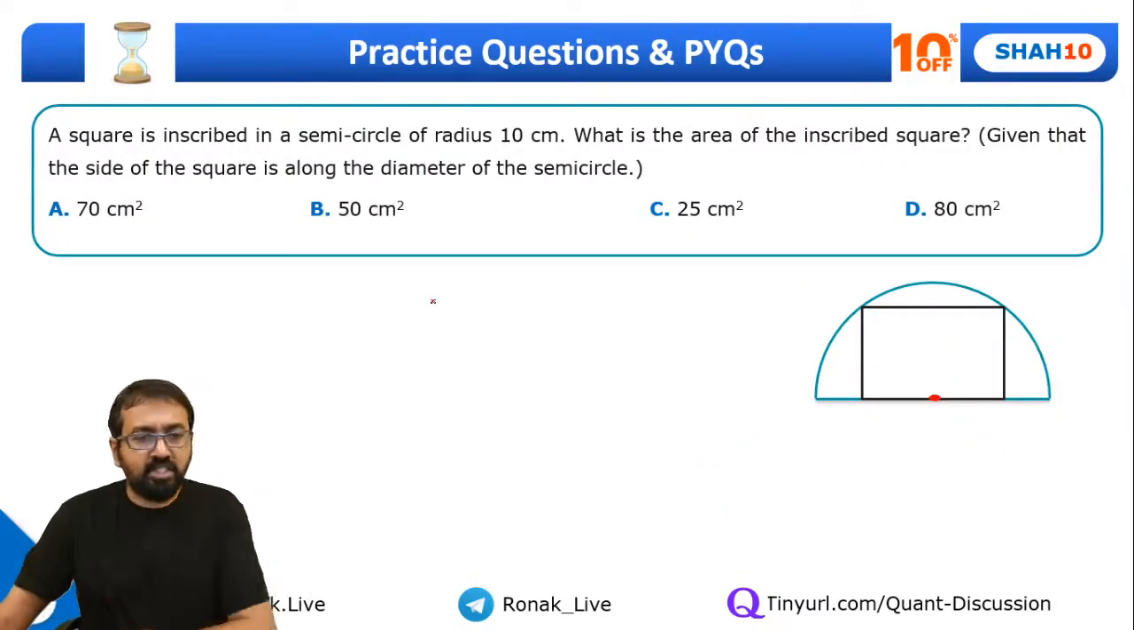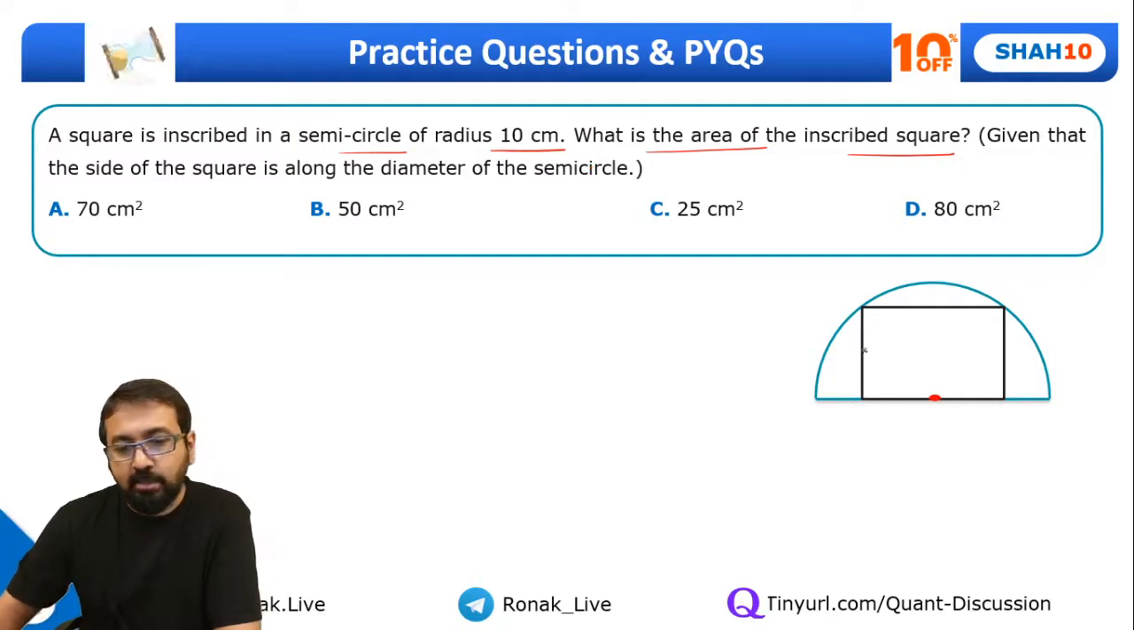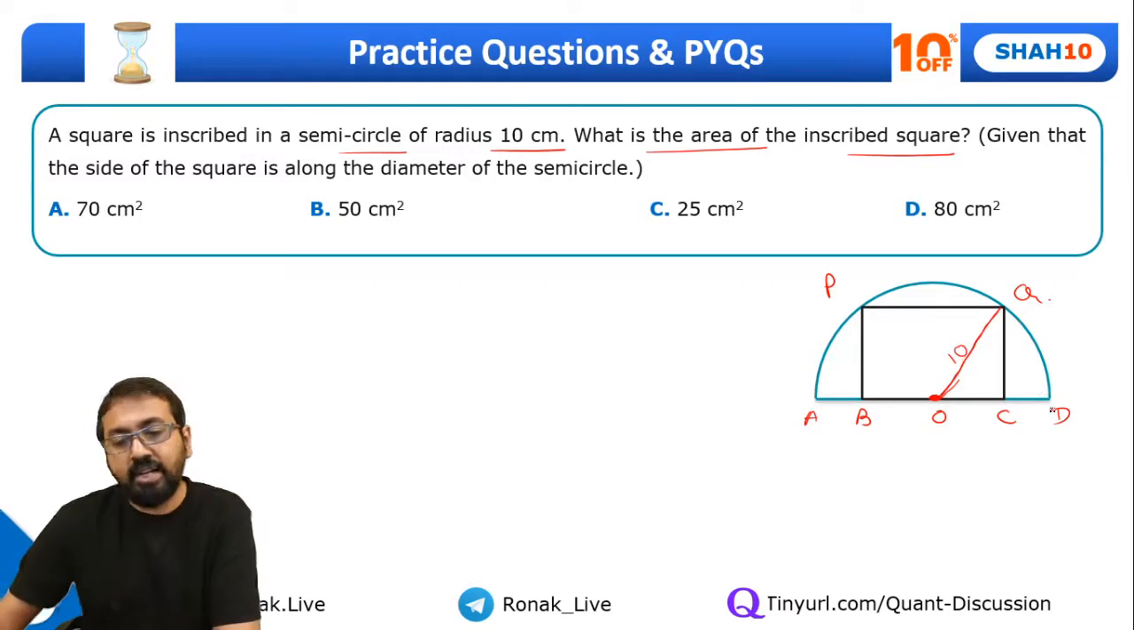Now let's go ahead with this question. A square is inscribed in a semicircle of radius 10 centimeters. What is the area of the inscribed square, right? That is a semicircle of radius 10 centimeters. So let's quickly give some names: A, B, C, D, point O. Let's take P, Q, and the radius is given as 10. So this is of course 10 units, right? Now this complete part is also 10. So let me take this as X.